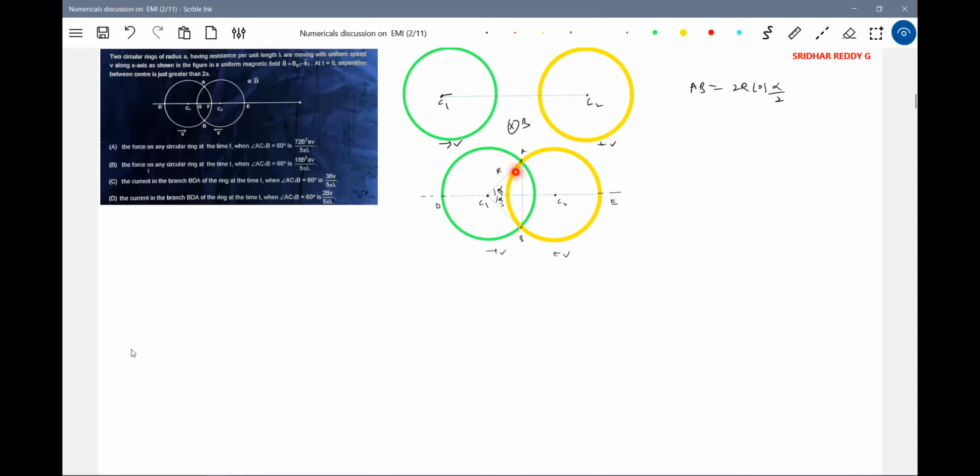What to do when you get a situation like this? See, you treat this as one arc, this as one arc, this as one arc, this as one arc. So we know what the length is. Effective length is what we should know. So what is the EMF induced for EADB? The yellow color ring, I will write this as P1.